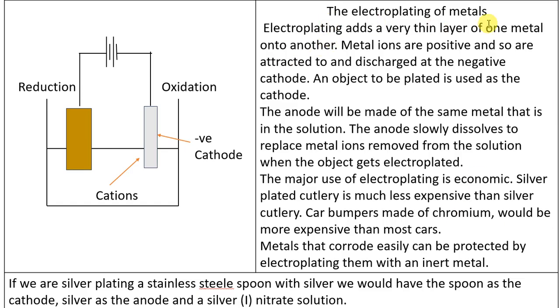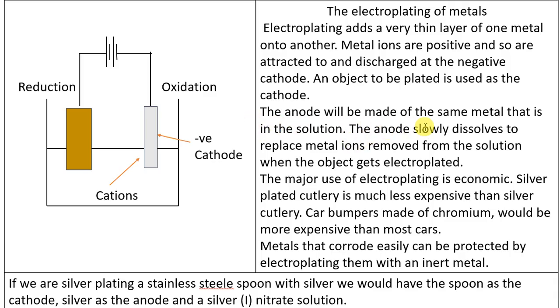The electroplating of metals. Electroplating adds a very thin layer of one metal onto another. Metal ions are positive and so are attracted to and discharged at the negative cathode. An object to be plated is used as the cathode. And here we can see that the object that must be plated has to be a conductor. It's carrying charge through into the electrolyte.